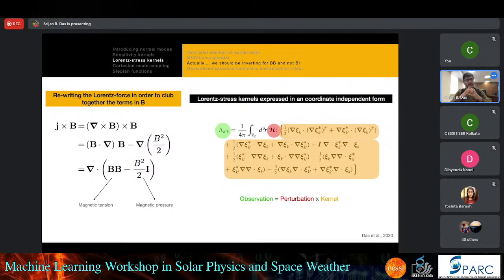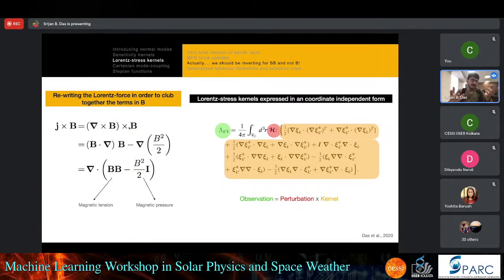Okay, the main reason why previous studies which have tried to infer B as the perturbation have not really succeeded is because B is not really the invertible that we should be looking for. That simply comes out when you look at the Lorentz stress or the Lorentz force, which is J cross B. Since you already saw that the inverse problem needs to be formulated as an observation times a perturbation, observation being perturbation times kernel, you can imagine that all these perturbations need to be clubbed together. If you write J cross B as kernel of B cross B, it's scattered in B, right? You need to club together these B terms.